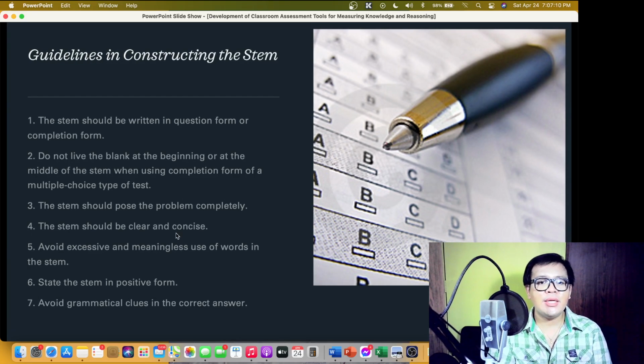So, guidelines in constructing the STEM. The STEM should be written in question form or completion form. Do not leave the blank at the beginning or at the middle of the STEM when using completion form with multiple choice type of test. The STEM should also pose the problem completely. The STEM should be clear and concise. Avoid excessive and meaningless use of words in the STEM. State the STEM in positive form and avoid grammatical clues in the correct answer.